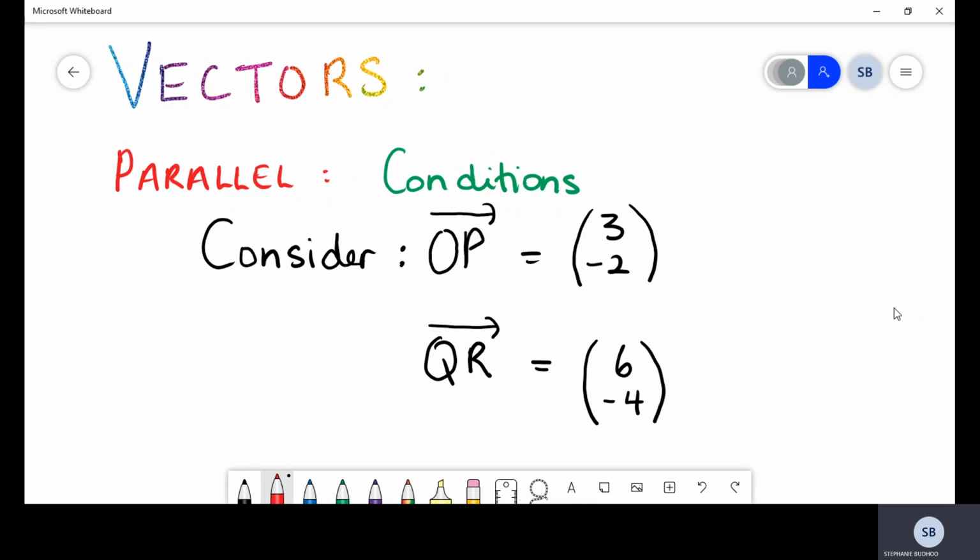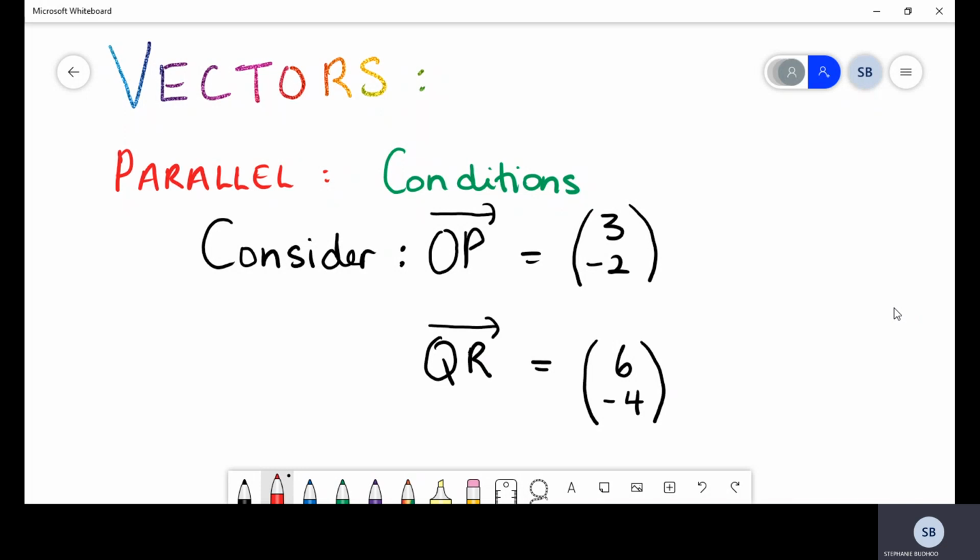Hey guys, welcome back to another session on vectors. So today we'll be looking at some of the features of vectors being parallel, as well as touching a bit on collinearity. Now let's begin with vectors being parallel.